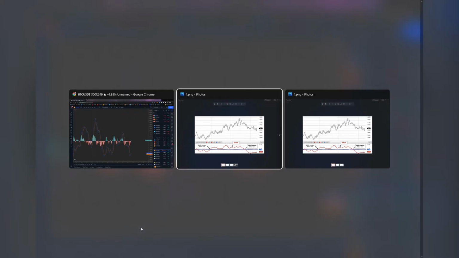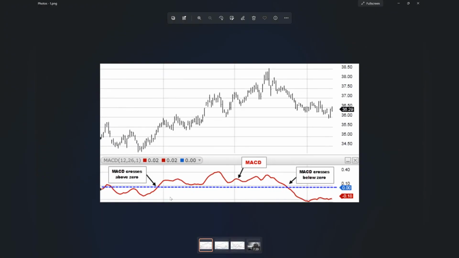Now I explain MACD in pictures so it's easy for you to understand how MACD works. As you can see in this picture, MACD crossing above the zero line is considered bullish, while crossing below zero is bearish.